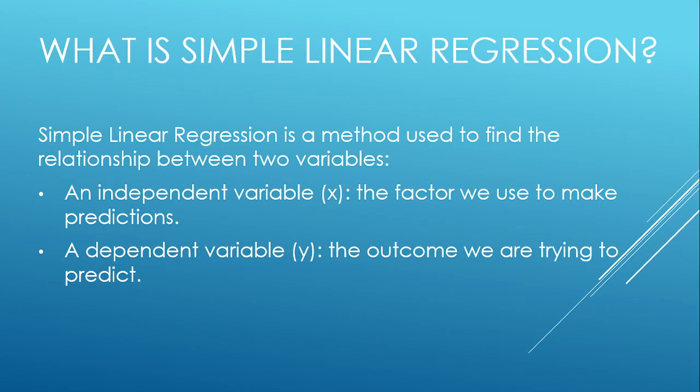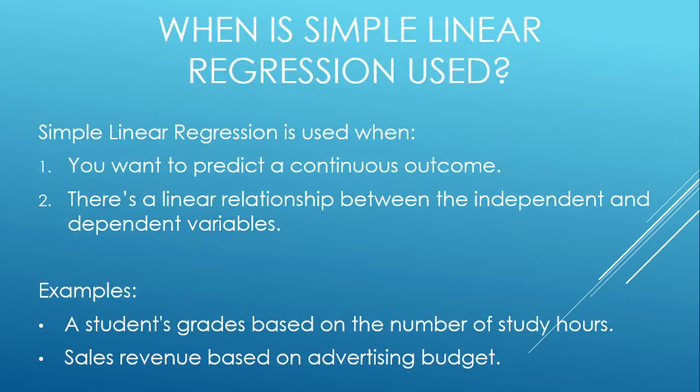To start, we need to know what simple linear regression is. Simple linear regression is a method used to find the relationship between two variables: an independent variable, which is the factor we use to make predictions, and a dependent variable, which is the outcome we're trying to predict. Essentially, it fits a straight line to the data points to show how changes in the independent variable affect the dependent variable. Next thing we need to know is when simple linear regression is used.